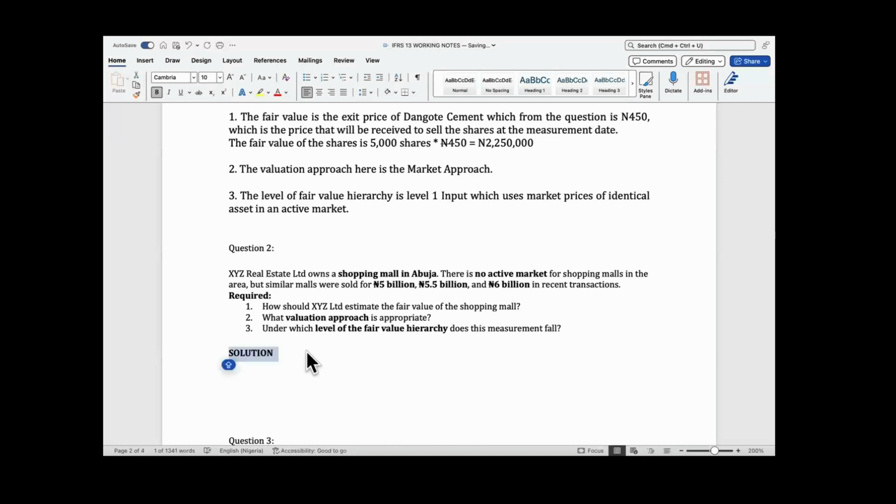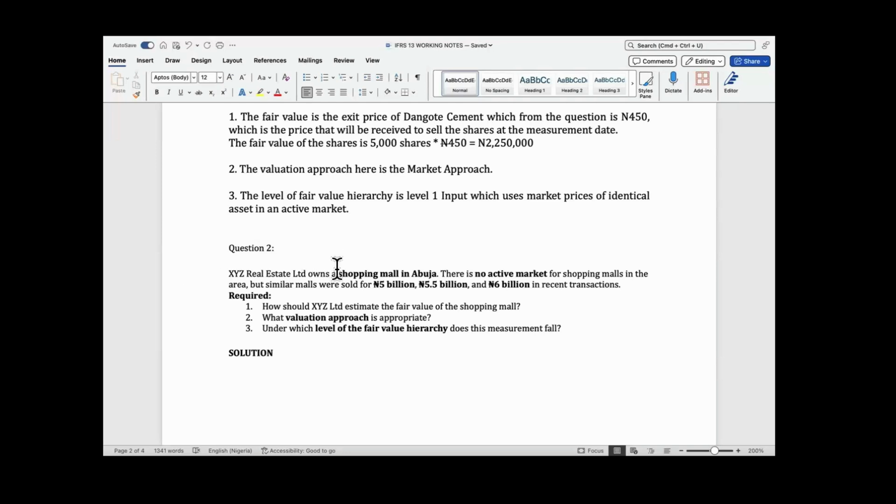XYZ Real Estate Limited owns a shopping mall in Abuja. There is no active market for shopping malls in the area, but similar malls were sold for 5 billion naira, 5.5 billion naira, and 6 billion naira in recent transactions. Required: 1. How should XYZ Limited estimate the fair value of the shopping mall? 2. What valuation approach is appropriate? 3. Under which level of the fair value hierarchy does this measurement fall?